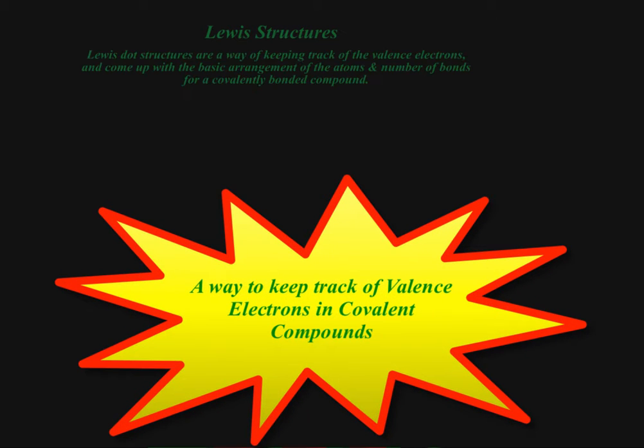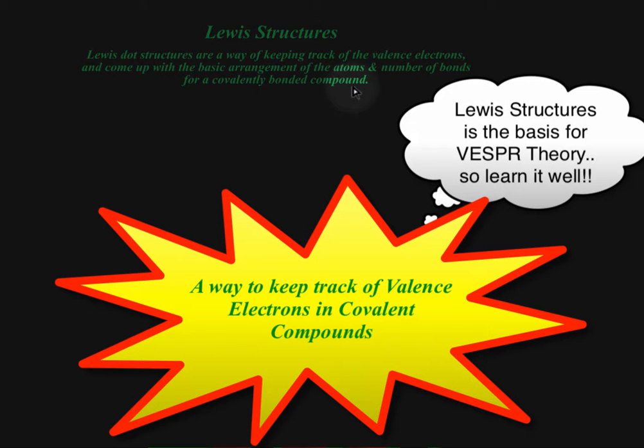Today we're going to be talking about the concept of Lewis structures. Lewis structures are a convenient and accepted method for keeping track of your valence electrons in a covalently bonded compound. You're going to be able to come up with the basic arrangement of the atoms, the number of bonds, and also lone pairs, and it'll be a basis for coming up with the three-dimensional structure that you will be studying when you study VSEPR in about a week or two, depending on your class's speed.